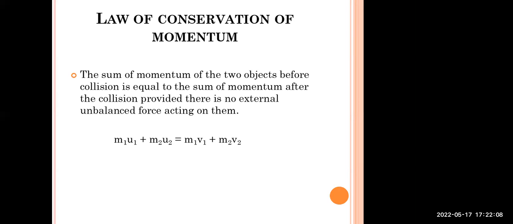So m1u1 plus m2u2 is the sum of the momentum before collision. Mass is not going to change, but velocities change. So v1 and v2 will be their velocities after collision. So m1v1 plus m2v2 will be the sum of the momentum after collision. And m1u1 plus m2u2 will be equal to m1v1 plus m2v2. This is nothing but the law of conservation of momentum.